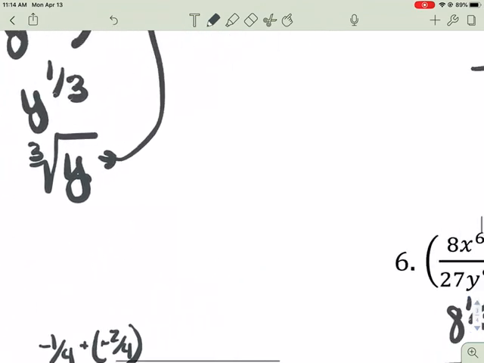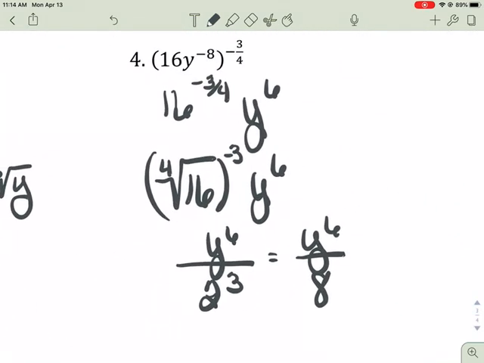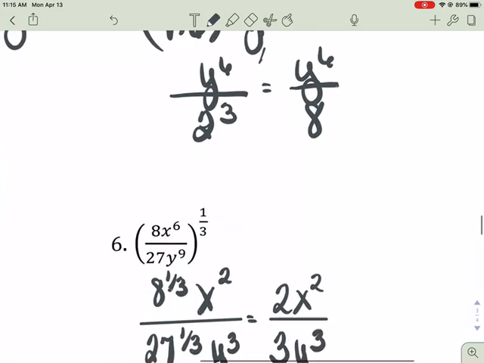All right, let's check this out. So here's 4. I gave everybody the 3/4. Then I wrote the 4th root of 16 to the negative 3rd. Now, 4th root of 16, we can find that's 2. And then I moved it from the numerator to the denominator because it was negative. And then negative 8 times negative 3/4 is 6. So x is just staying right where it is. And I get y to the 6th over 8.